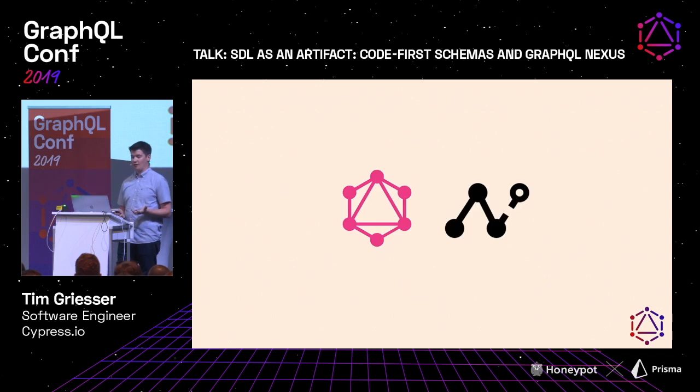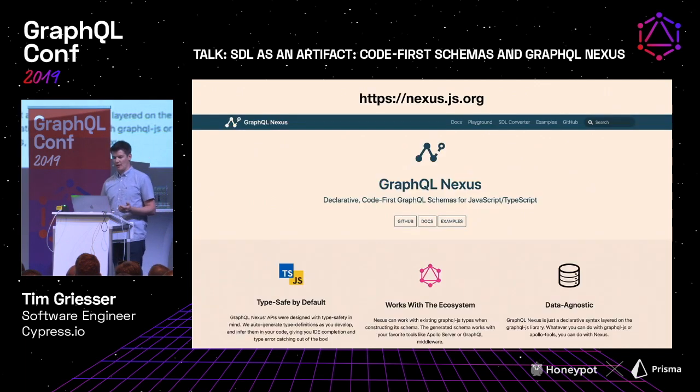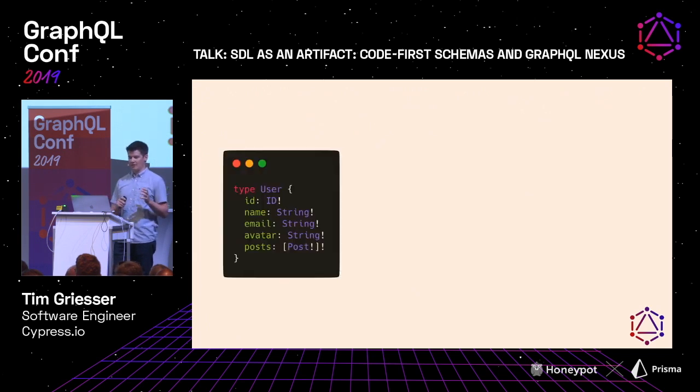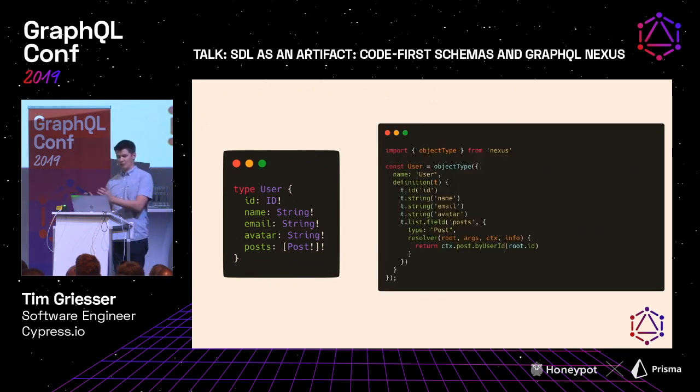And now I'm going to talk about GraphQL Nexus and how it aims to take a different approach. You can find the documentation at nexus.js.org. GraphQL Nexus is code-first, as is the title of the talk, but it's meant to be declarative. Even though you're not starting with SDL first, the string artifact, that doesn't mean you aren't developing with the schema in mind first. You could think that the schema of this user type, which has these fields, would map pretty similarly to an object type, which defines them.